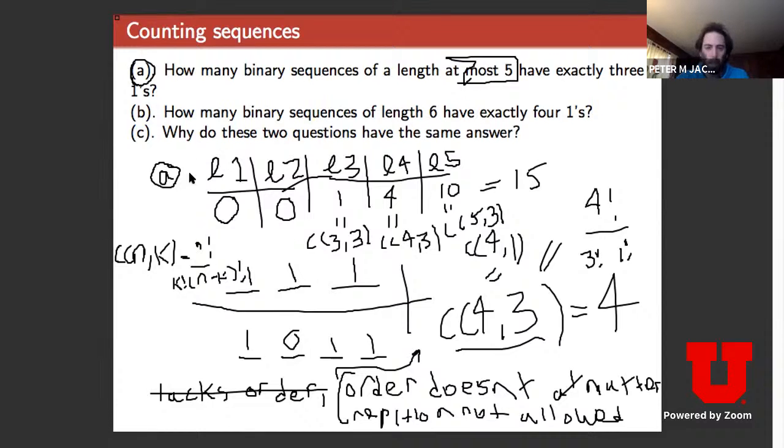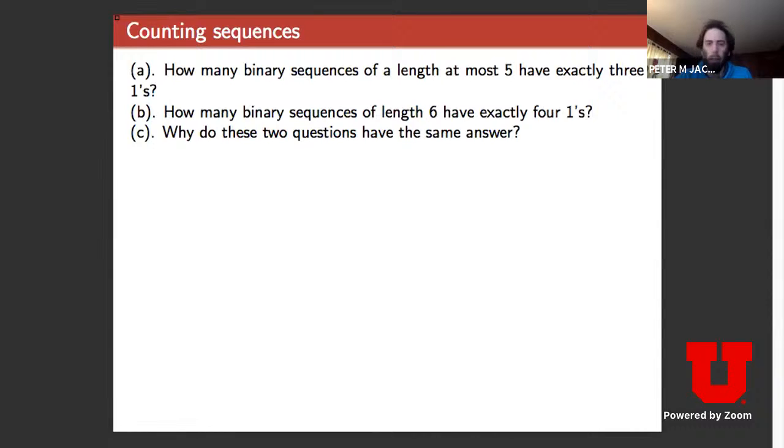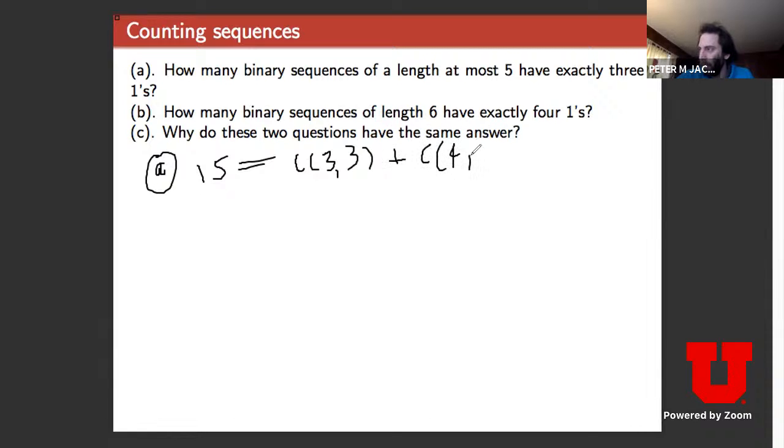All right, I'm going to clear my screen. Before we do part B, I'm just going to rewrite the answer for part A. It's 15, which is equal to C of 3 choose 3 plus C of 4 choose 3 plus C of 5 choose 3. That will be important for the last part of this problem.